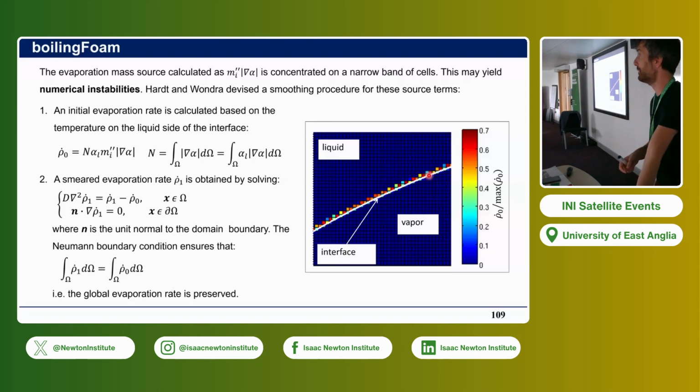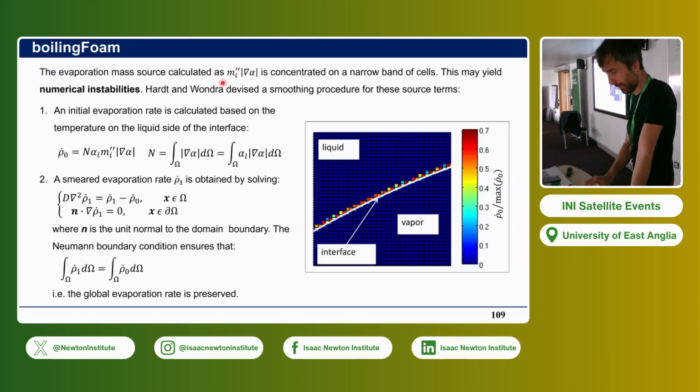You may need to have a very large rate of evaporation put in single cells, which may give rise to some numerical instabilities. So Hart and Vondra have devised this procedure to redistribute the source term over more cells so that the overall integral is still the same. You still evaporate the same amount of liquid in a time unit, but it distributes it over a layer of cells around the interface to help with numerical stability.